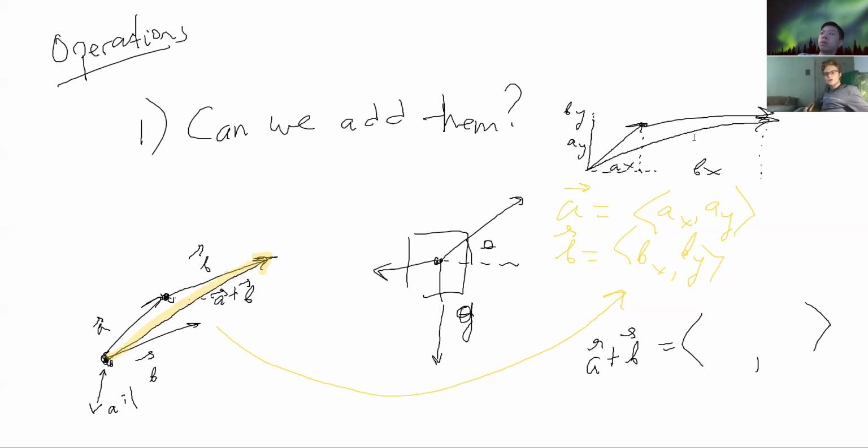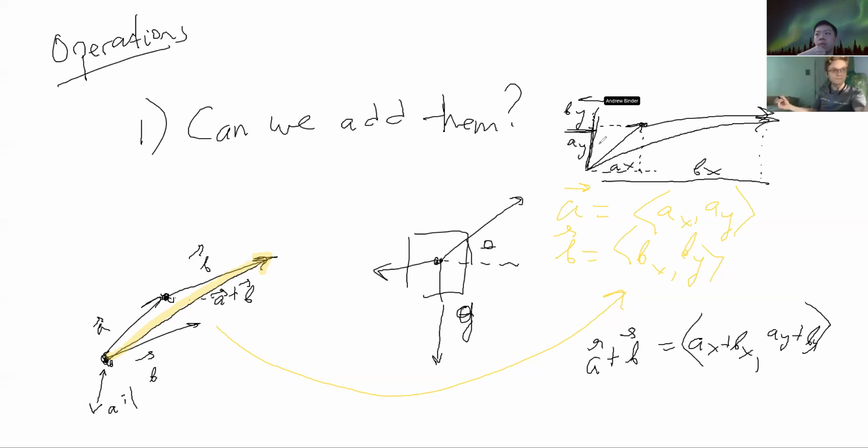Okay, so Jeremy has written in the chat. I guess that's good enough. So AX plus BX, AY plus BY. Cool, because what's the horizontal component of this? It's this, which is, incidentally, AX plus BX. Now, what's the vertical component of this? Oh, it's this, which is, you guessed it, AY plus BY.